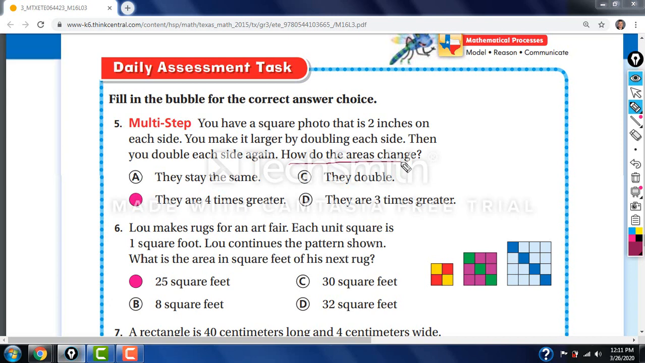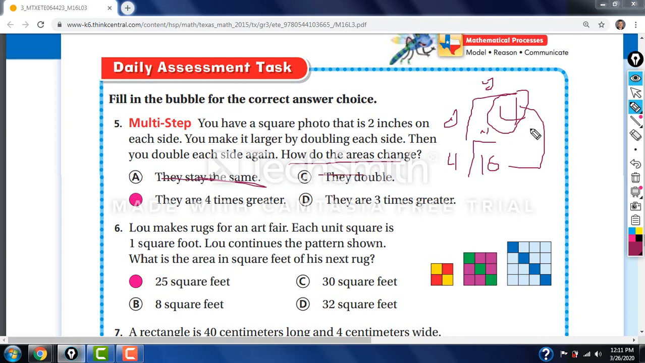So you have to physically draw this. So you have a photo that's 2 inches, and remember we're working with areas, so I don't have to draw the whole thing. Here's my length, that's 2. My width is 2, because it's 2 inches on both sides. Okay. So my area is 4. And it says you make it larger by doubling each side. So now I double each side. So now my length is 4 here. My width is 4 here. Now I come to 16. So now I compare these two areas. Do they stay the same? Negative. Do they double? No, because if this was doubled, this would be 8.